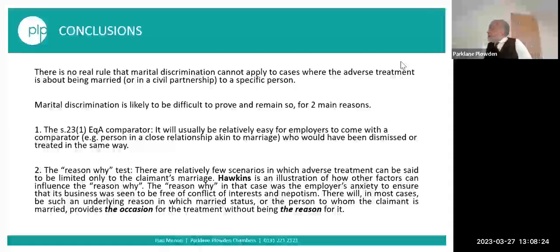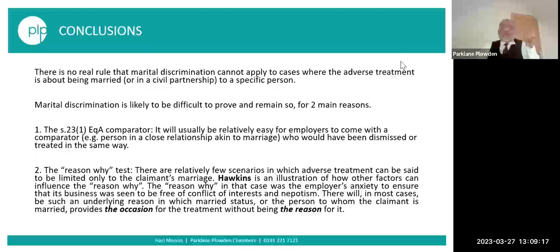So, conclusions, where do we get to? Well, it seems to me that the real issue is not an argument about whether marital discrimination is only related to the status of being married, or whether it can extend to marriage to a particular spouse. That seems to me to be a bit of a non-question, because it clearly can apply to both. But marital discrimination is a statutory tort that is going to be difficult to prove because of two things.